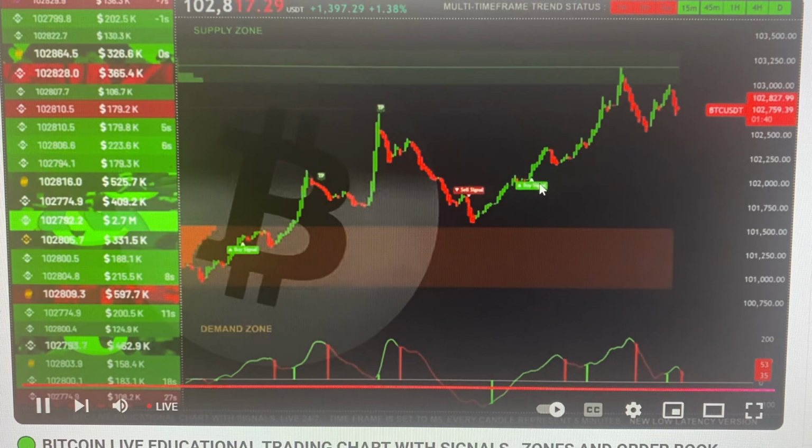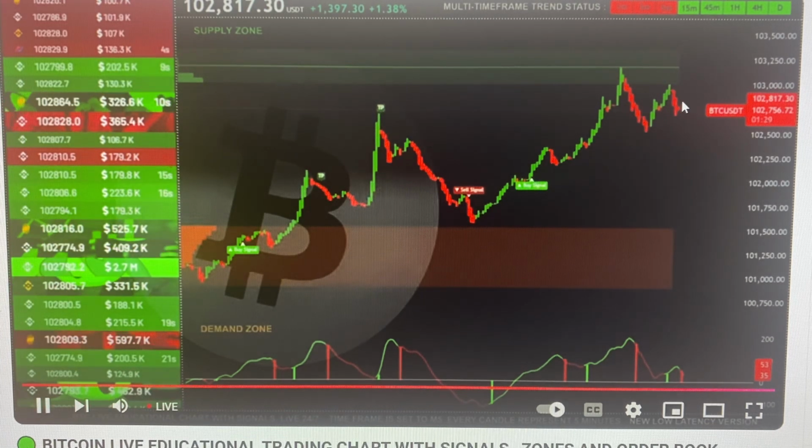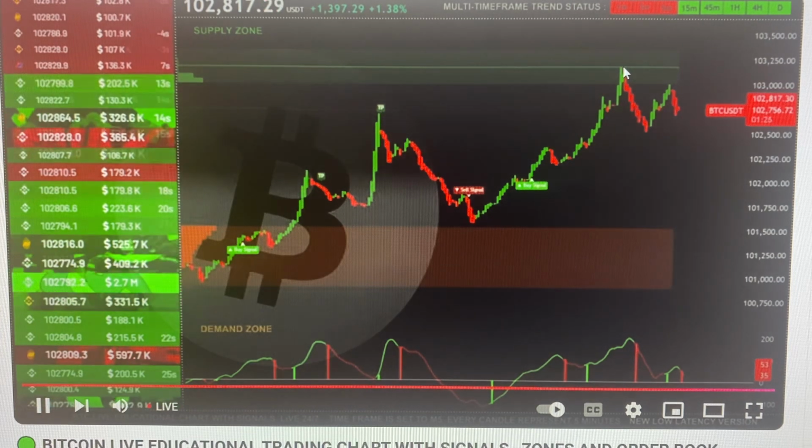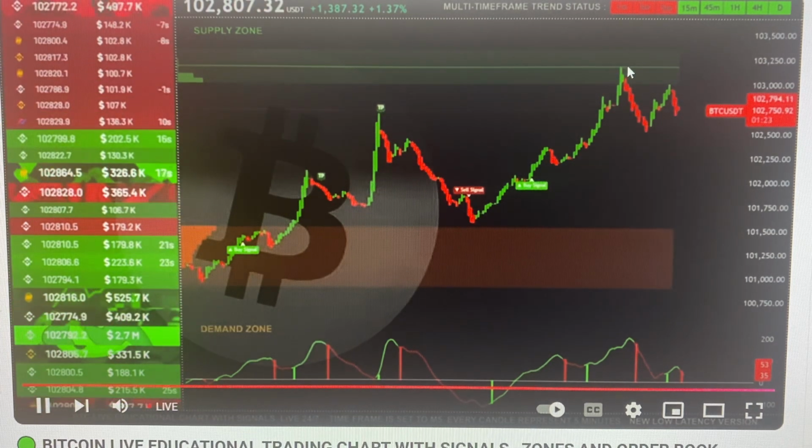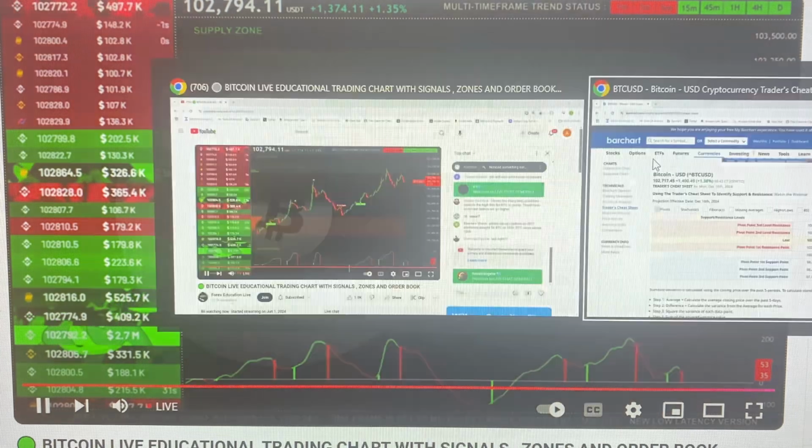So right now, look, it gave a buy signal here on the chart. So when is the next sell signal going to come in where it tells you to sell the market? I don't know, but that's the point: as soon as it enters the supply zone, I have limit GTC orders. See, the supply zone here is 103,250. So let's look at my limit orders.